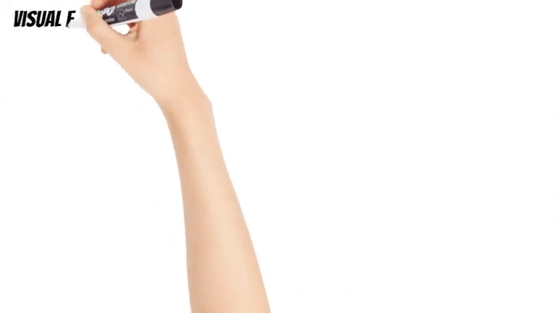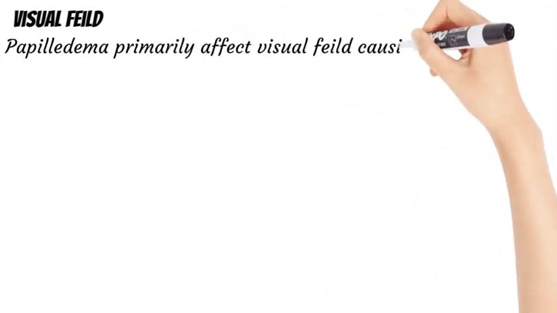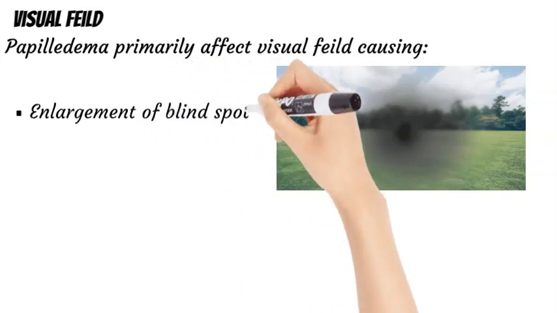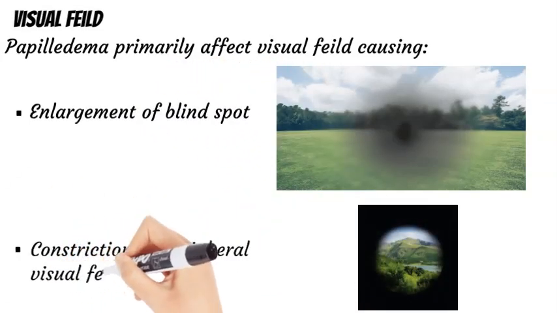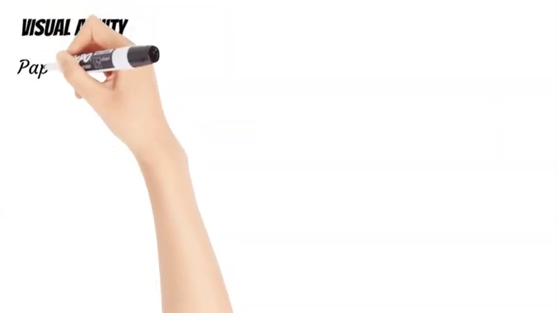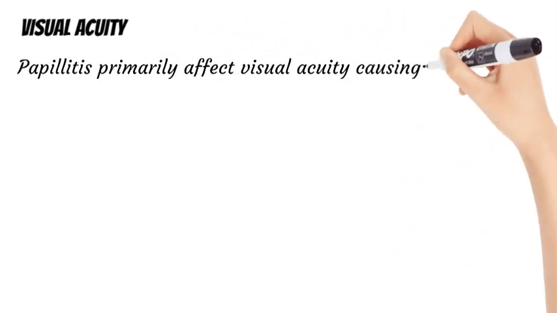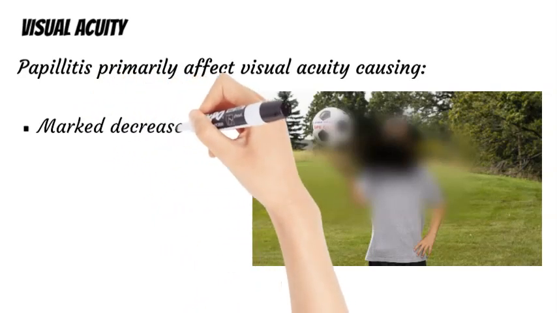What about the visual field? Papilledema primarily affects the visual field, causing enlargement of the blind spot and constriction of the peripheral visual field. It's called tunnel vision. Visual acuity will be affected primarily in papillitis. This will cause marked decrease in the visual acuity and scotomas.